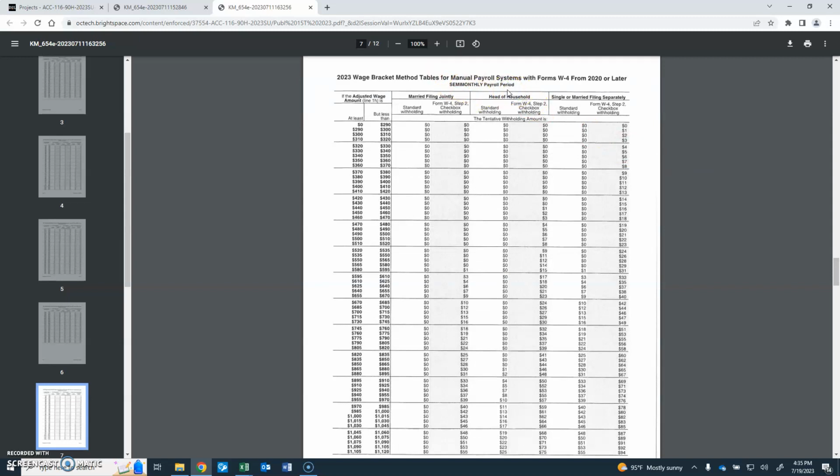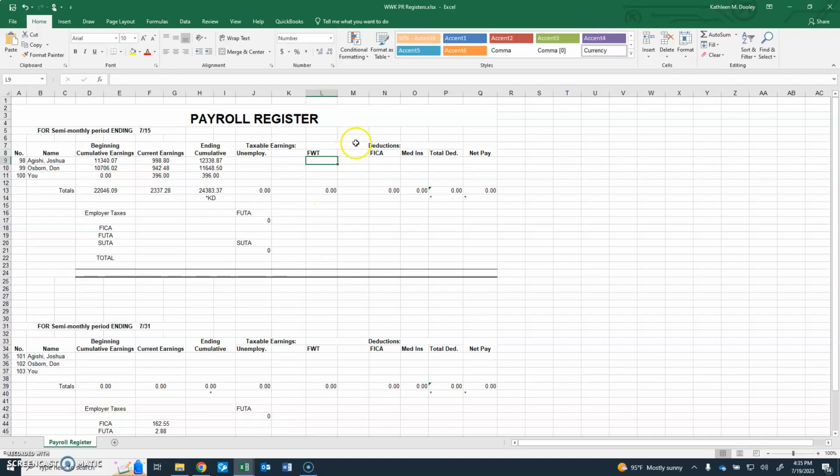Okay, and we have to look at Joshua's $998.80, so rounded up, that's $999. So we're going to go down. We see that 999 fits in at least 985, but less than 1,000. So that's the row we're going to use. We go all the way across to the standard withholding for the single, just $42. So we're going to put $42 for Joshua.